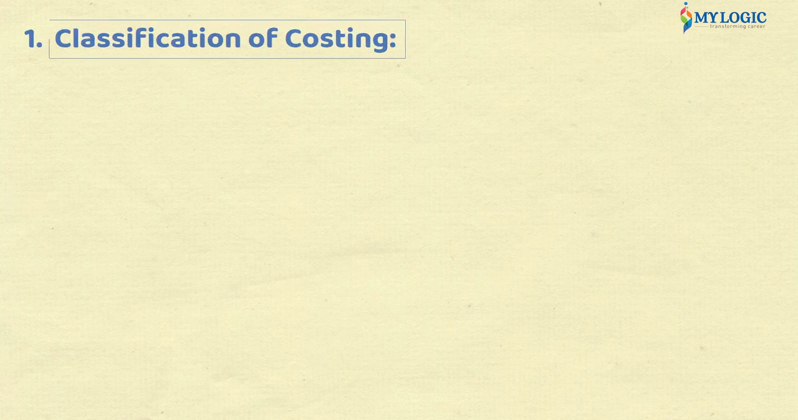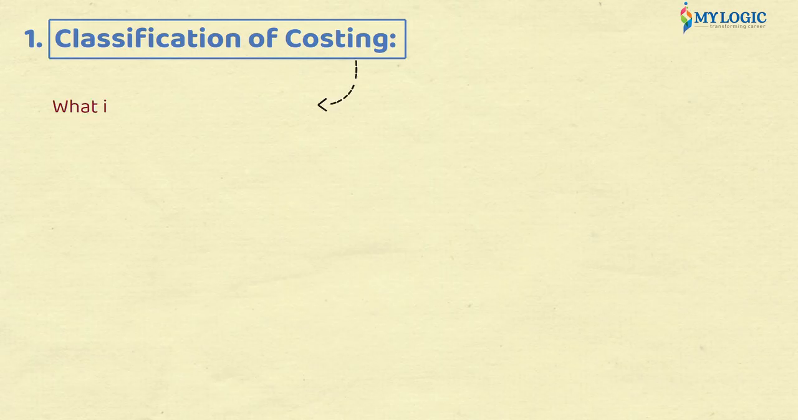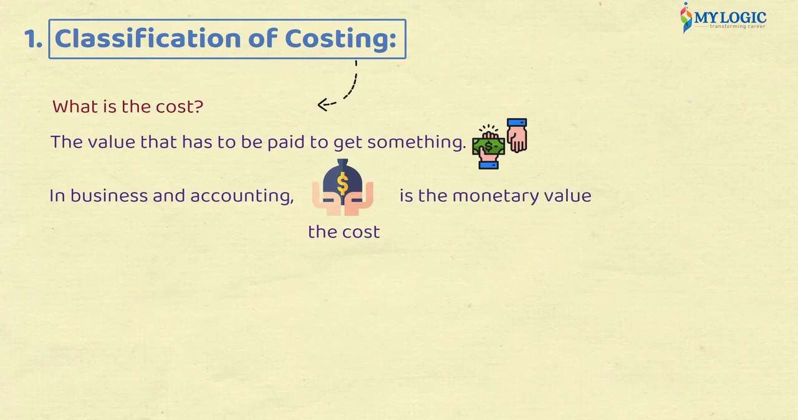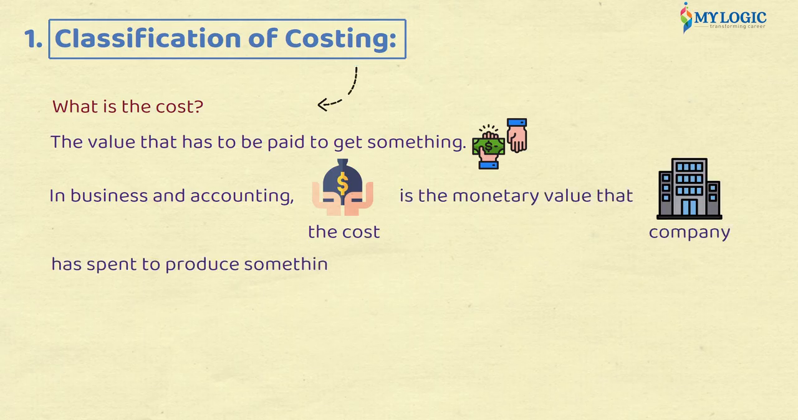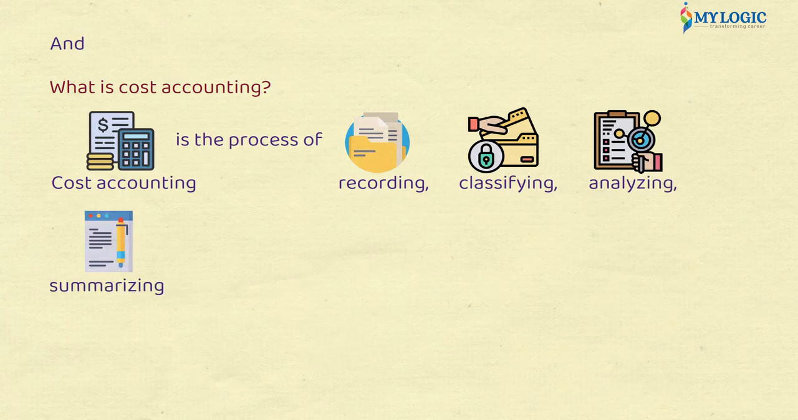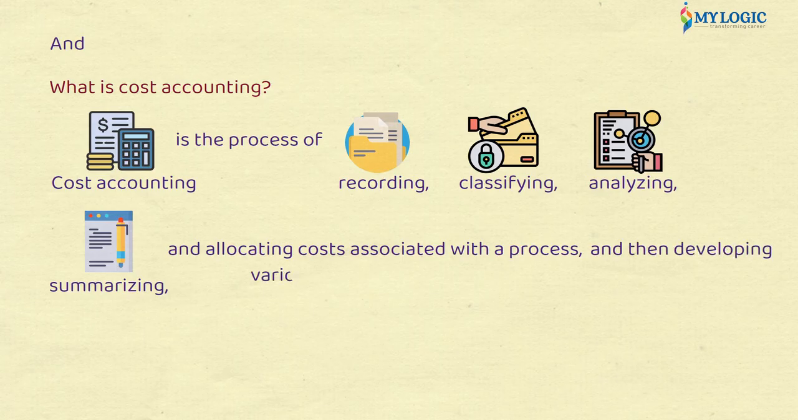Before going to understand this term, firstly let us know what is the cost. The value that has to be paid to get something. In business and accounting, the cost is the monetary value that a company has spent to produce something. And what is cost accounting? Cost accounting is the process of recording, classifying, analyzing, summarizing, and allocating costs associated with a process, and then developing various courses of action to control the costs.